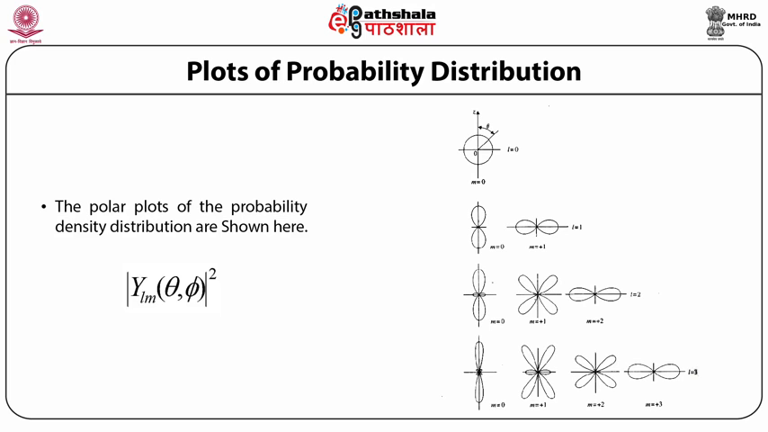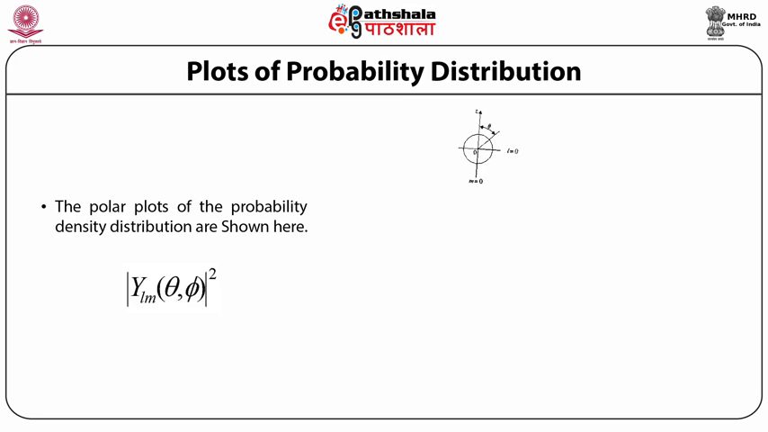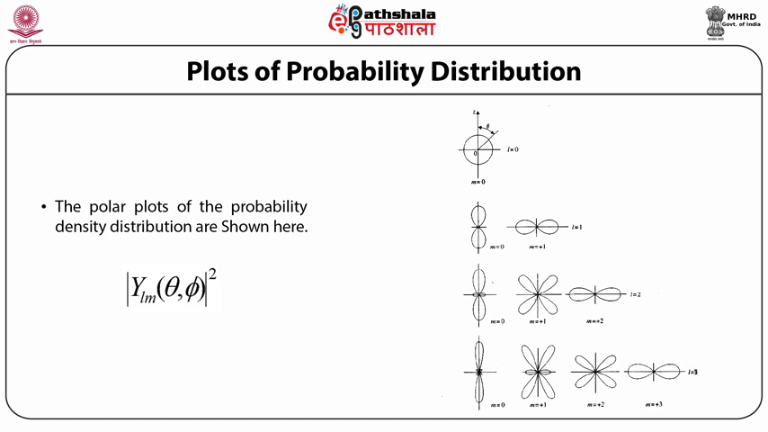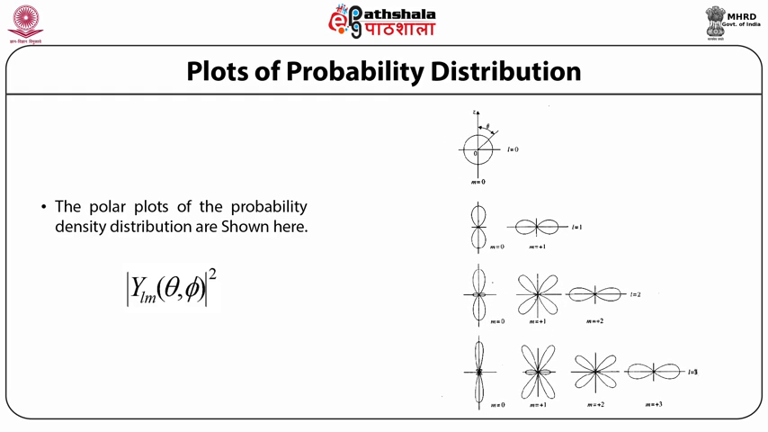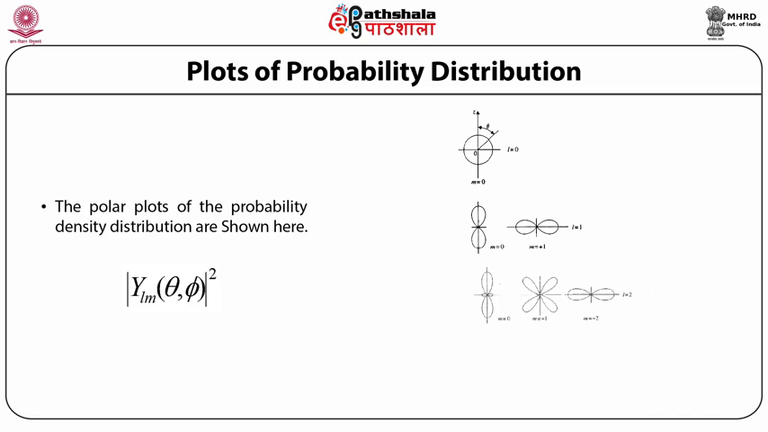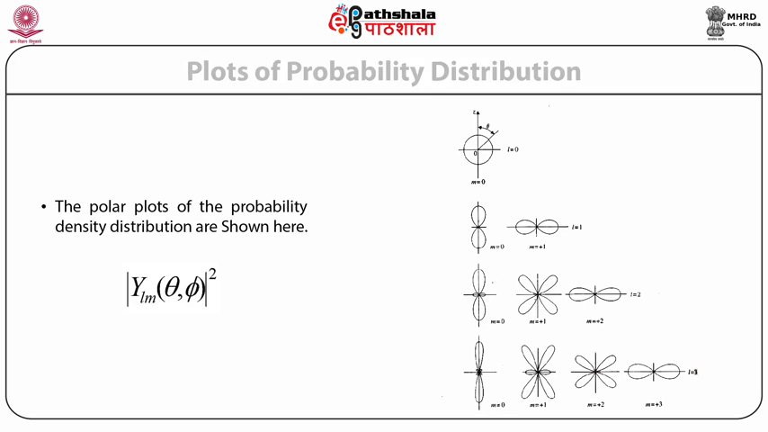And finally in this plot we can see the case for L equal to 3, and here four different plots are given. The first plot corresponds to m equal to 0, the second plot corresponds to m equal to plus 1, the third plot corresponds to m equal to plus 2, and the fourth plot corresponds to m equal to plus 3.